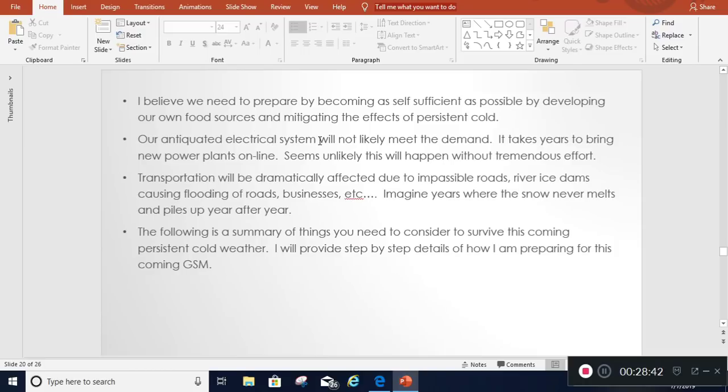Our antiquated electrical system will likely not meet demand. It takes years to bring new power plants online. It seems unlikely this will happen without tremendous effort. So I put in a significant solar system, and I'm putting in batteries this year, so that I'll be able to maintain some semblance of lighting and even refrigeration and that kind of stuff. Transportation will be dramatically affected due to impassable roads, river ice dams causing flooding of roads, businesses, etc.